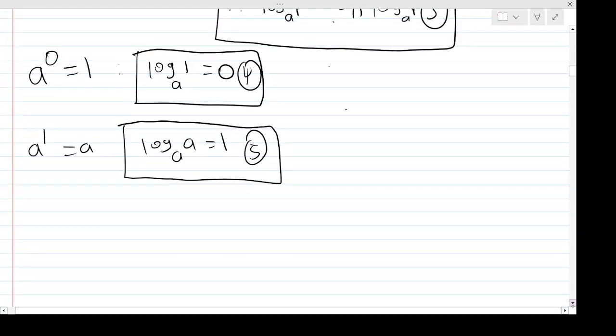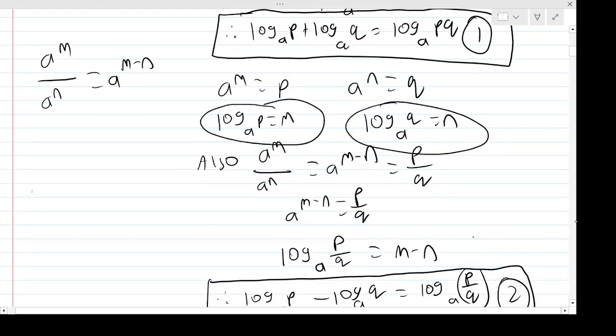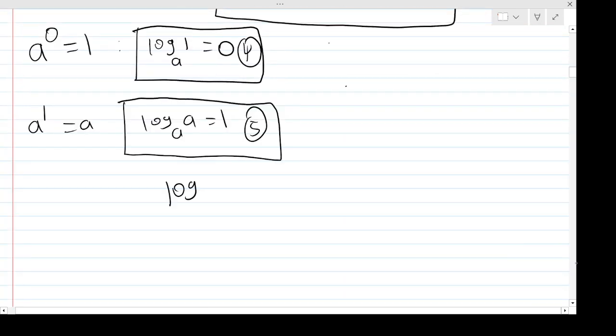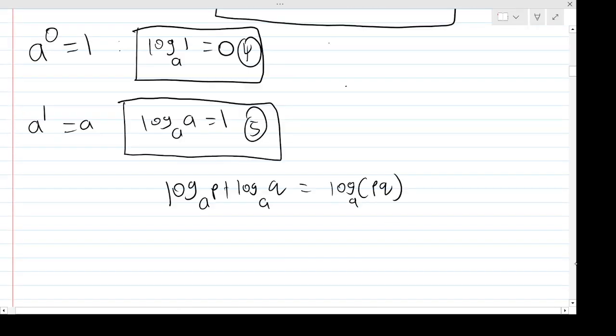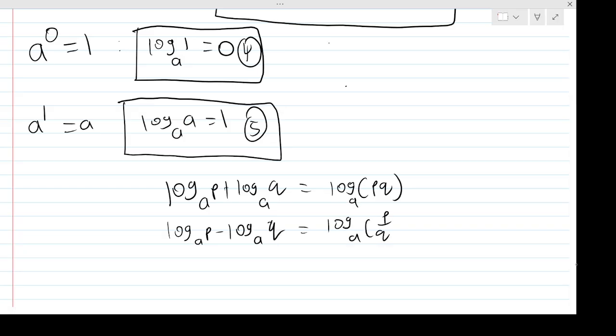So if I restate it, my first one effectively was log A of P, add log A of a different number Q, 2 different logs. We can bring them into one log and multiply them, of base A. My second one was, if I do log A of P, take away log A of Q, I can then bring them as one log again, but I divide them, P divided by Q.